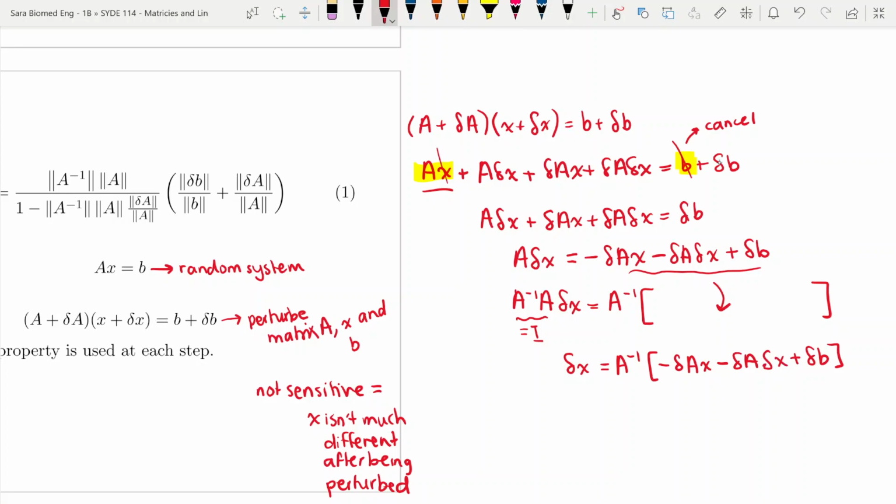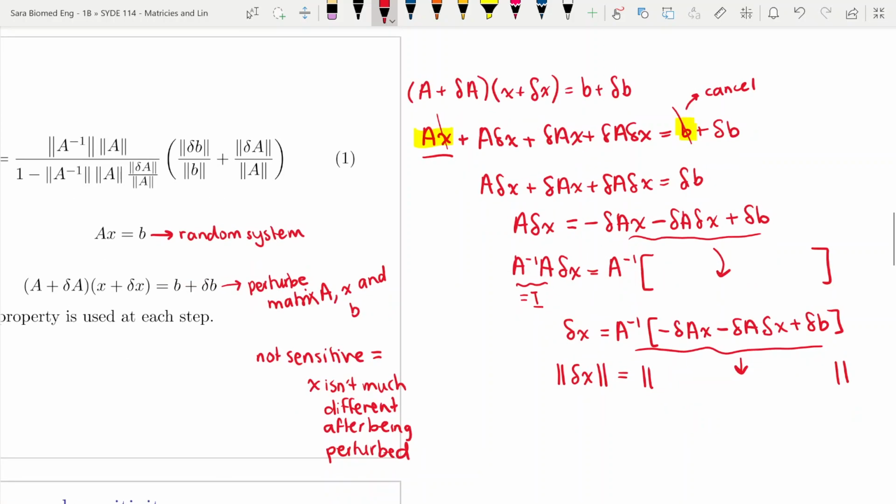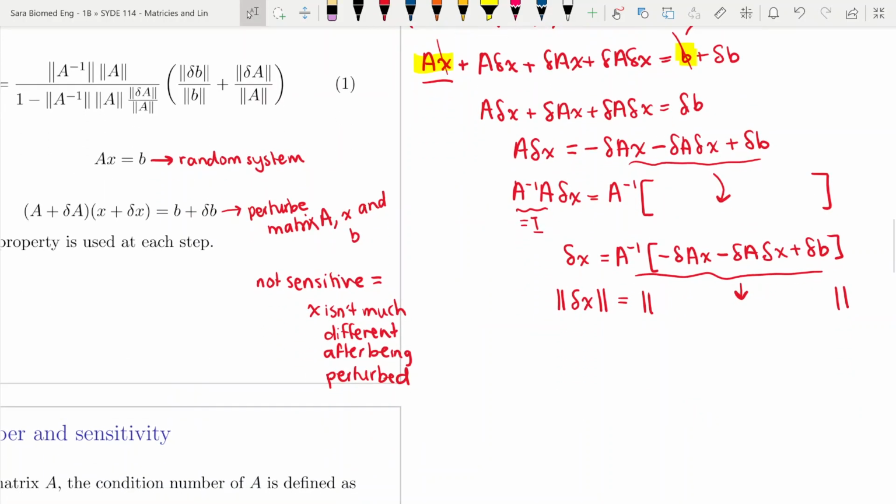And now we're gonna take the norm of both sides of the equation. So the norm of delta x will equal the norm of what's on the right-hand side, so we're gonna put everything here in there. Okay, and now let's try to use some properties.